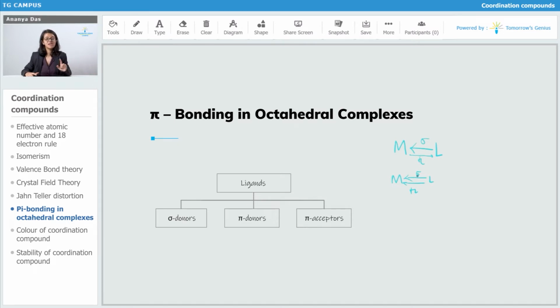Sigma donor ligands are those ligands which can only donate once, that is, only a sigma bond is formed. Only one sigma bond is formed in which the ligand is donating to the metal atom. If there is only one bond, then those ligands are known as sigma donors. Now let us see what are the other types of ligands present.